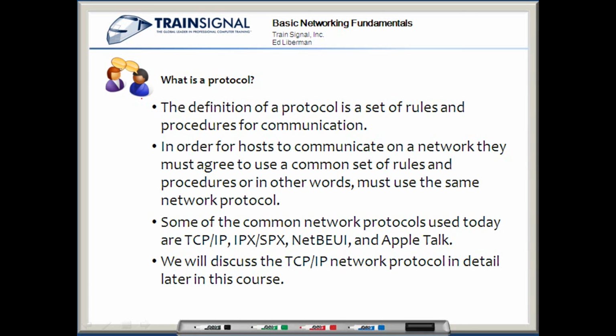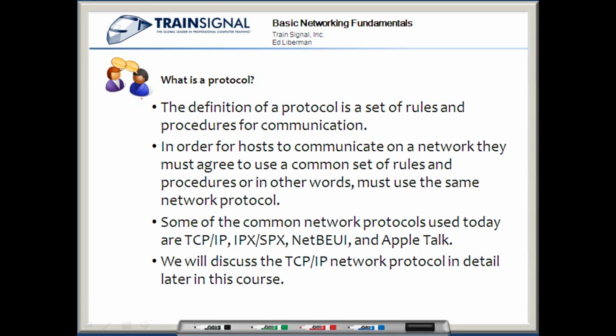Okay, now, what is a protocol? You've probably heard of that word before. Many people have. They've heard of these network protocols, computer protocols. What the heck does this mean? Well, the definition of a protocol is that it is a set of rules and procedures for communication. Or a network protocol would be a set of rules and procedures for network communication.